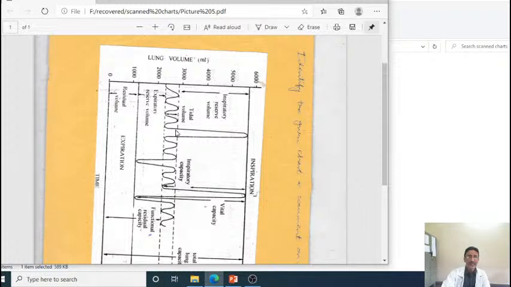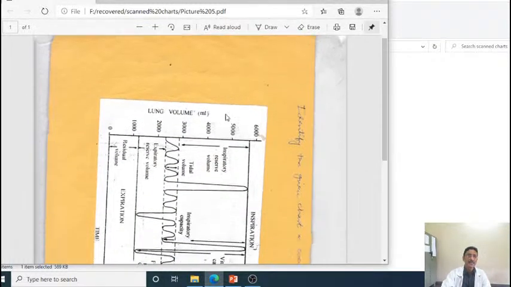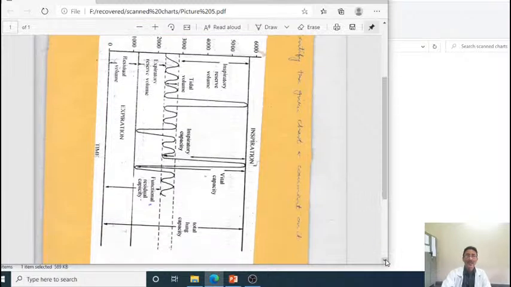Now this has come a little twisted at a different angle. This is a chart which depicts the record of the various changes in volumes happening during the breathing cycle. Here we start with 0, 1000, 2000, 3000, 4000, 5000 and 6000. This is the volume of the air entering the lung, which is a record of the volume of air, and here it is the time. The upper half gives the inspiration, the lower half depicts the expiration.